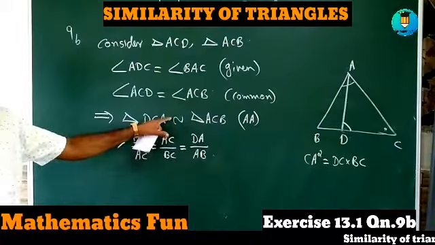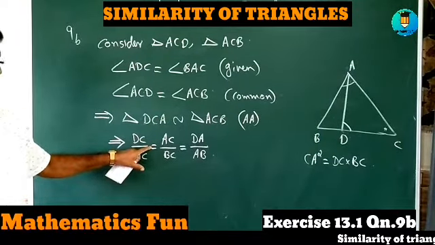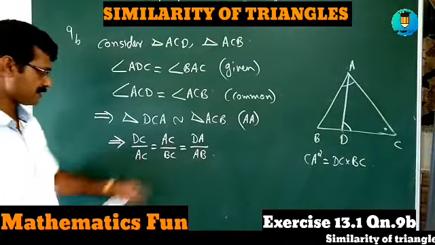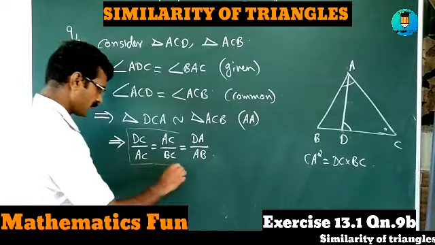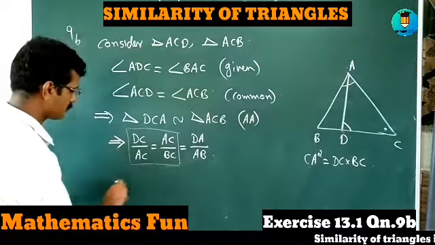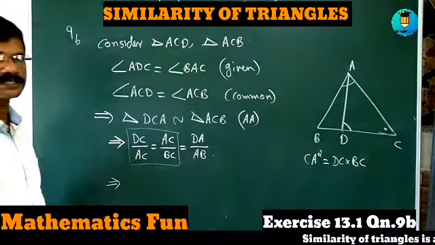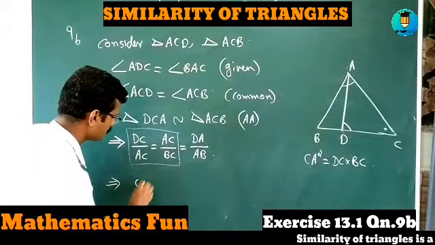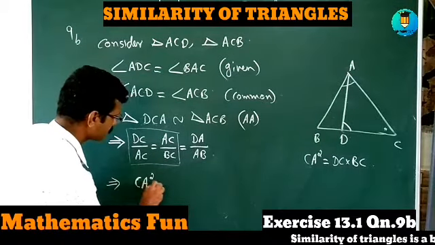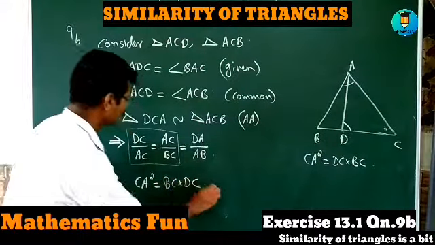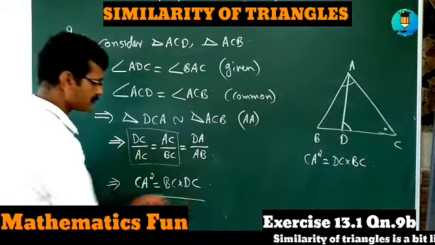Since they are similar, I can write that their sides are in proportion. Now you see what we need. We need CA square. If you cross multiply, AC into AC is AC square, that is CA square. CA square is equal to BC into DC. So we proved it.